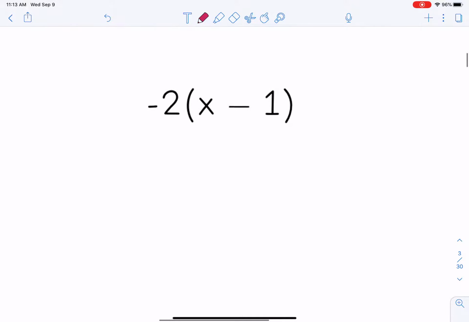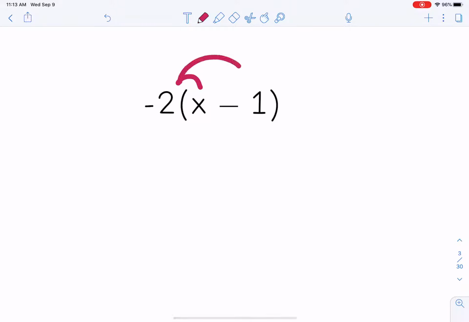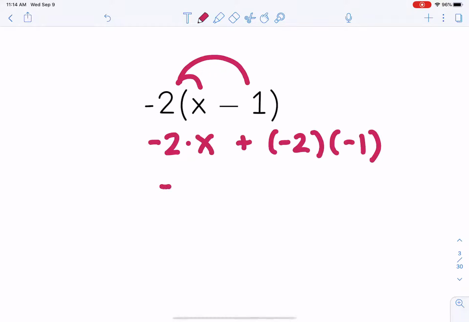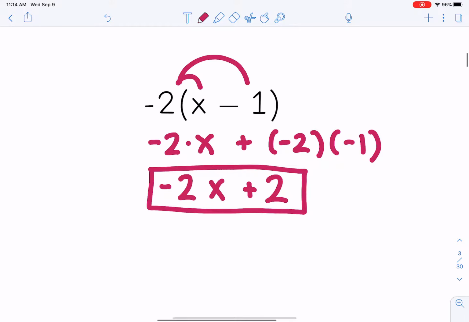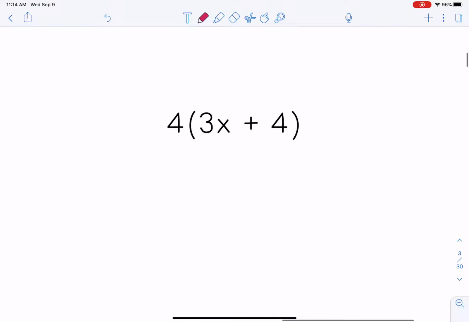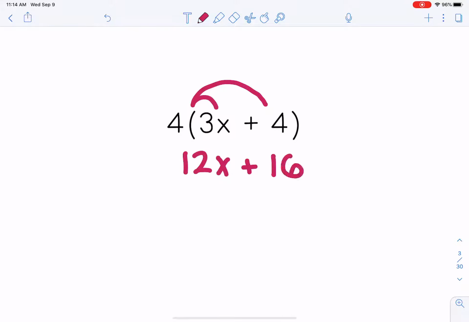Next up, I have a negative 2 times x minus 1. I multiply negative 2 times x and negative 2 times negative 1. Negative 2 times x is what I said, plus a negative 2 times a negative 1, which is negative 2x, plus negative times a negative is a positive, so plus 2. Next up, I'm going to distribute, again, 4 times 3x. This time I might not write it out. I might try to do it in my head. 4 times 3x is 12x, plus 4 times 4 is 16.